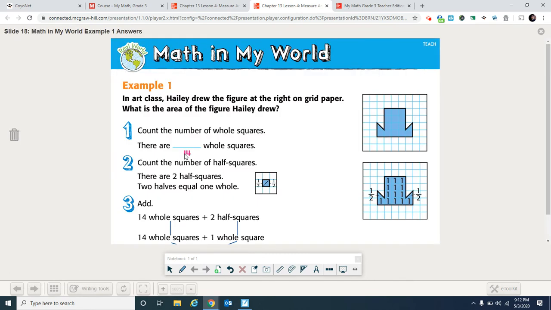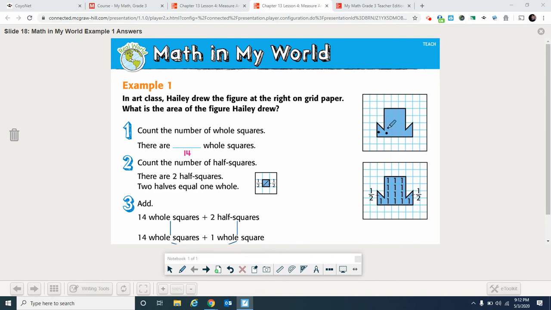Okay, now let's go ahead and do that part. All in all, the whole squares total 14. There are 14 whole squares. Okay, so the first step says that we need to count the number of whole squares. So let's go ahead and do that.